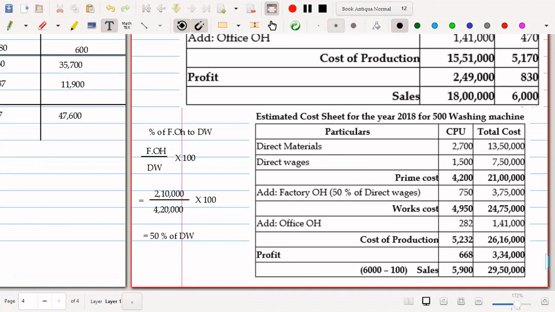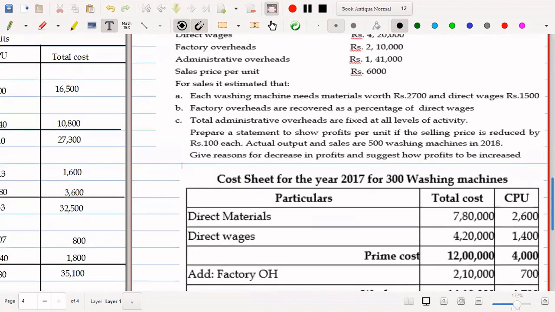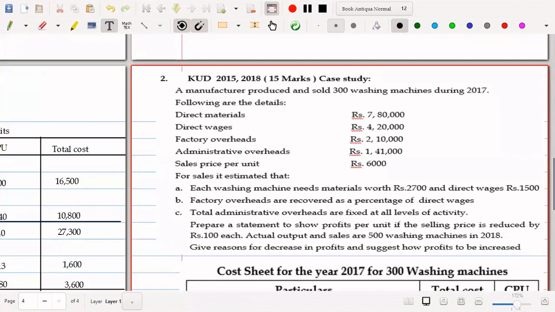So this is how you calculate the normal cost sheet as well as the estimated cost sheet. So dear students, I hope you understood the problems I have given. I tried to give you the best I can, and I have done my best. I think you all understood these problems, and please check some more problems and keep trying to solve the problems.